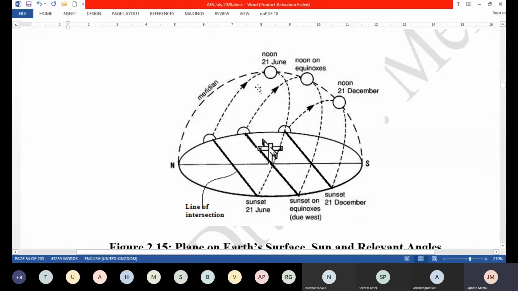So the angle made by this plane with the horizontal plane is equal to 90 minus latitude angle. If your latitude is 0, that is the equator, then the sun will move on a vertical plane. And for other latitudes, it is 90 minus latitude. So the higher the latitude, the more the inclination of this plane with the horizontal plane.